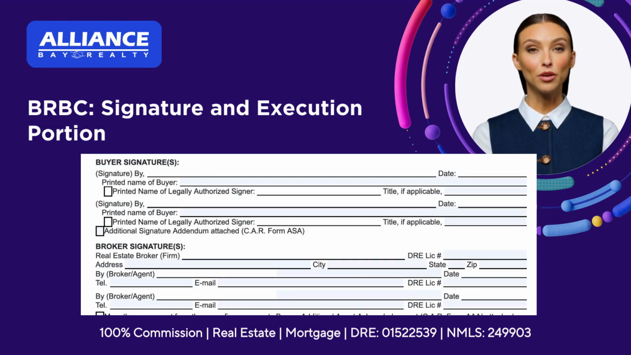We'll also review the correct way to complete the buyer signature lines, the broker and agent signatures, and when additional signature or broker acknowledgement forms are required. Accuracy in this section is critical. Incorrect signatures, missing titles, or failure to identify entity buyers properly can create serious issues with enforceability and compensation later on. In this video, we'll go through each part step by step so you can confidently complete and explain this section every time. Let's get started.